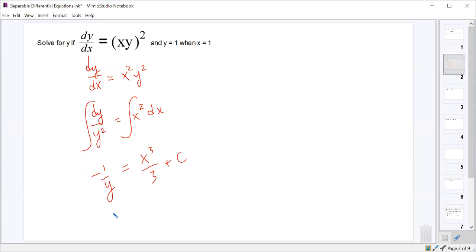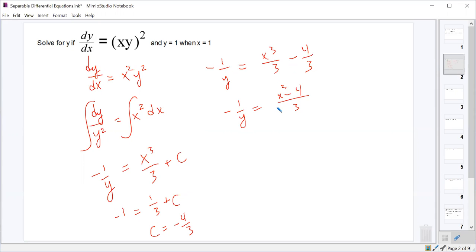So let's do that. We'll plug in 1 for y. -1 over 1 is -1, and that gives us a 1/3 plus a c over here, which gives us c is equal to -4/3. So we then end up with -1 over y equals x cubed over 3 minus 4/3, or -1 over y equals x cubed minus 4 over 3. And we'll take the reciprocal to get -y equals 3 over x cubed minus 4. And we will divide by the negative to get y equals, put a negative out in front, or I prefer to distribute it through there normally, 3 over 4 minus x cubed.